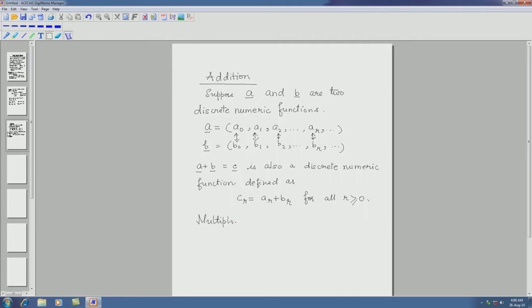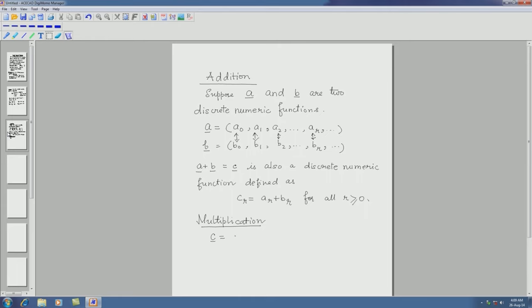Next, we define multiplication. This multiplication is also term wise. So, I write in short C equal to A dot B is defined by C(r) equal to A(r) dot B(r) for all r greater than or equal to 0. So, this is the multiplication.